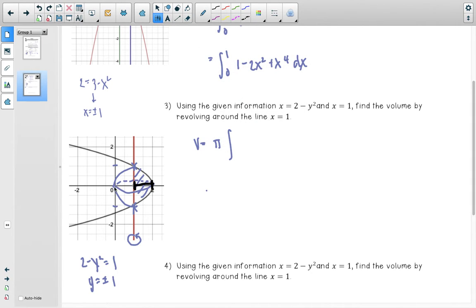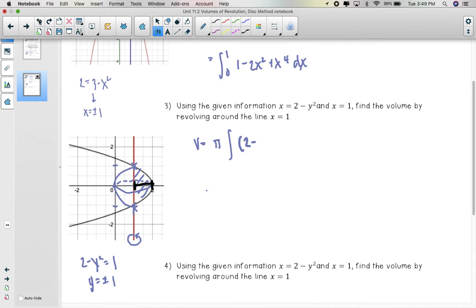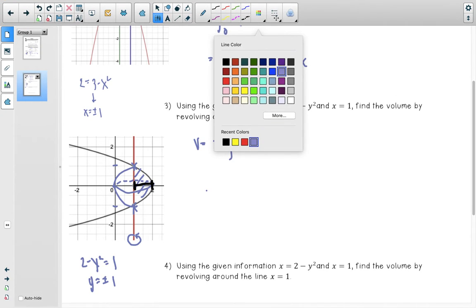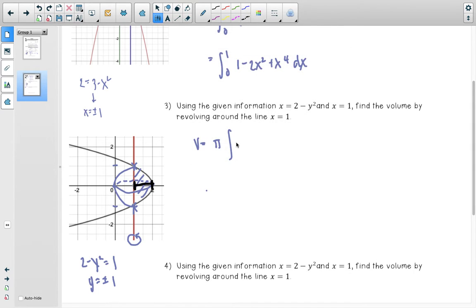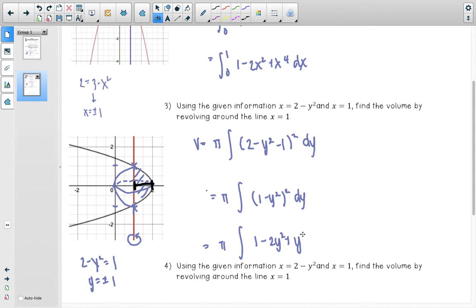So how do you find this radius? Well, the radius is found by this equation, but it's subtracted by this red line, which is 1. So you would have 2 minus y squared minus 1, that whole radius is squared, and dy. So you would at some point simplify it, and that would get you 1 minus y squared dy, and then it's basically just like the one above. It'd be 1 minus 2y squared plus y to the 4th dy.